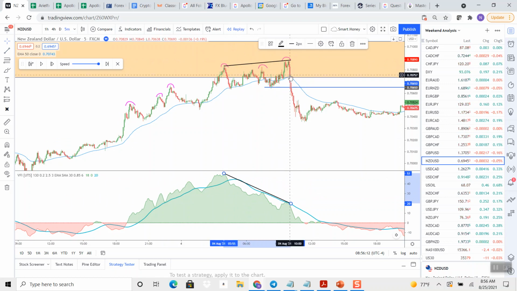And divergence is a really great confluence when coming into higher time frame key levels, because you can scale in, look for divergence on a lower time frame, wait for that break of structure, that pullback to mitigate, and then you have a lot of conviction that it will continue in your direction, in this case, short.